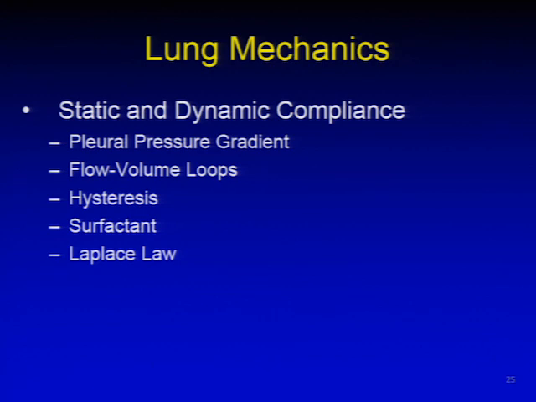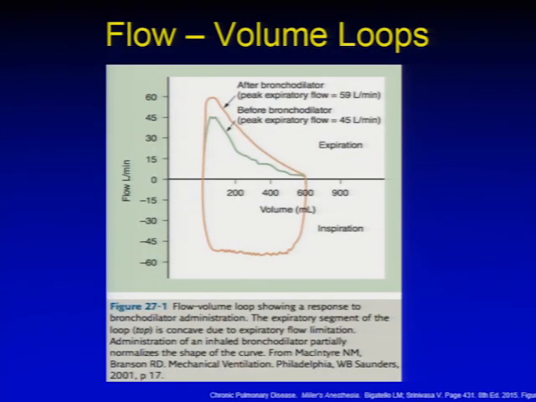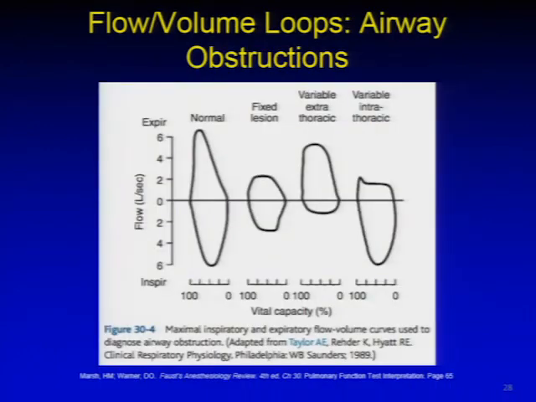Now we will discuss static and dynamic compliance rather than static and dynamic volumes. We'll go over this slide a bit later. We use flow volume loops as a graphical representation of pulmonary mechanics. Here's an example showing a positive response to bronchodilator therapy. The scooped out green expiratory slope flattens out after bronchodilator therapy, reflecting an improved expiratory flow rate. This is a good bronchodilator response.